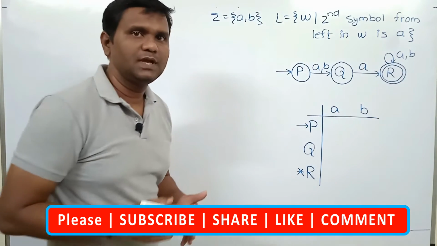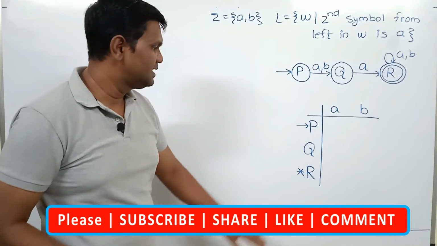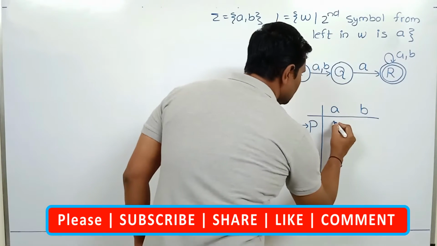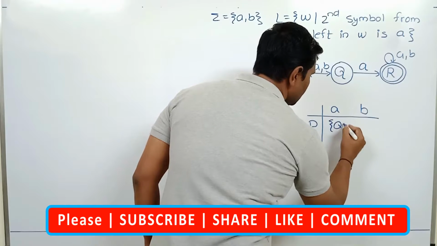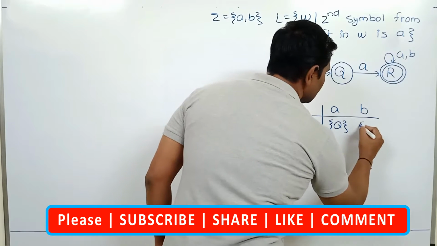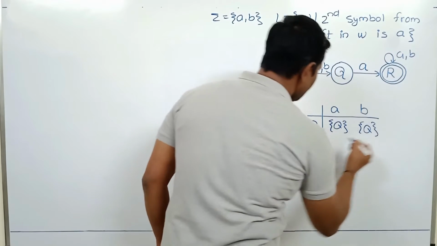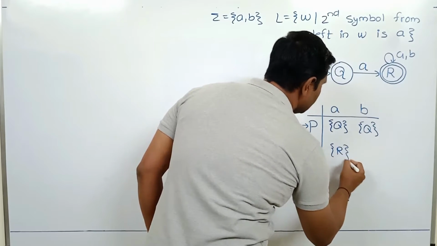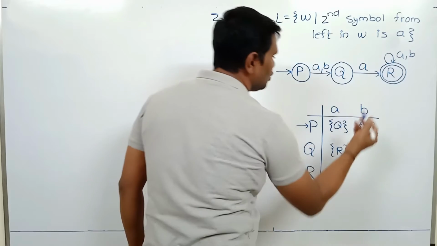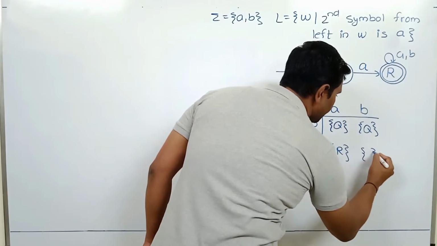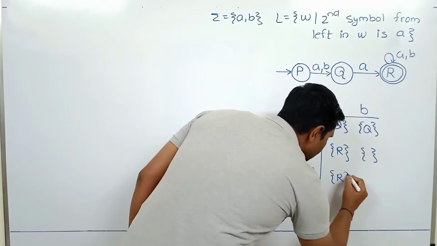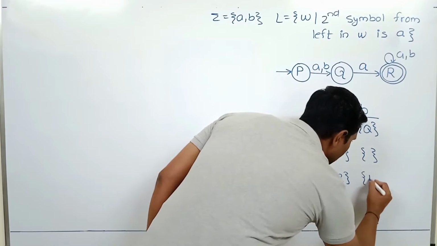So first step in NFA to DFA conversion is to consider transition table for NFA. P on A goes to Q, P on B goes to Q, Q on A goes to R, Q on B, there is no transition, so we write empty set. R on A goes to R, R on B goes to R.